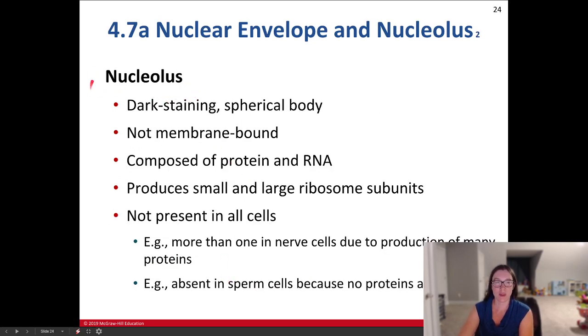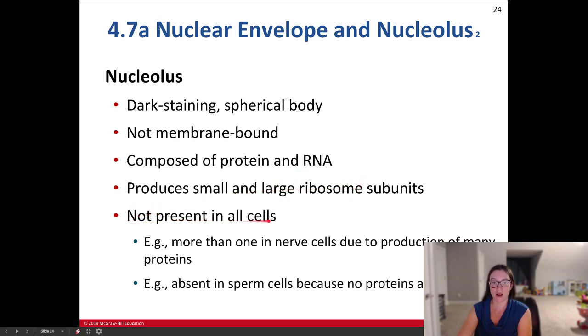Within the nucleus, we have something called a nucleolus. A nucleolus is a small, dark staining thing in the middle of the nucleus. It is not membrane bound, so it doesn't have a membrane around it. It's more made of protein as well as RNA. It makes ribosomes. It produces the small and the large subunit of ribosomes. Ribosomes are going to be important in making proteins.